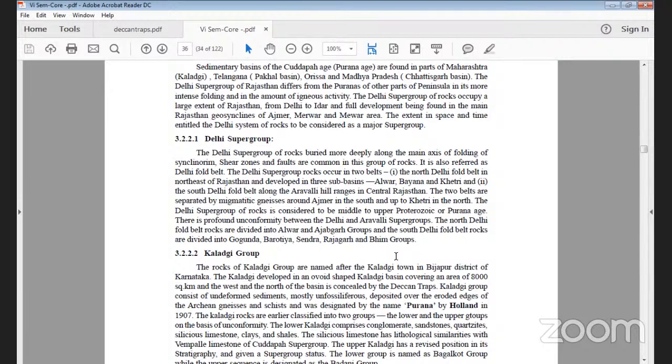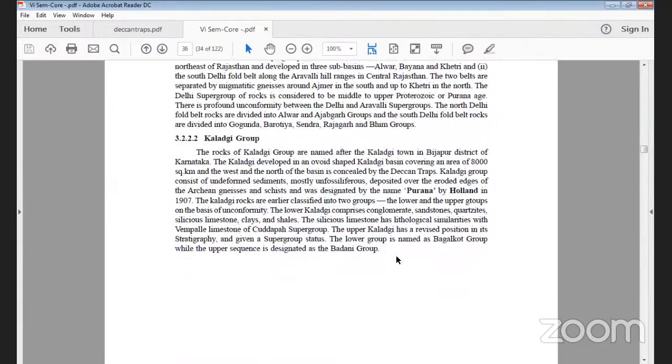The North Delhi fold belt is divided into two groups: one is Alwar, and the second is Ajabgarh group. These two belong to the Delhi fold belt rocks, and again it is divided into the Gogunda, Bayritia, Sendra, Rasgad, and Bhima groups. Another group is the Kaladgi group. The rocks of the Kaladgi group are named after the Kaladgi town of Bijapur district in Karnataka state.